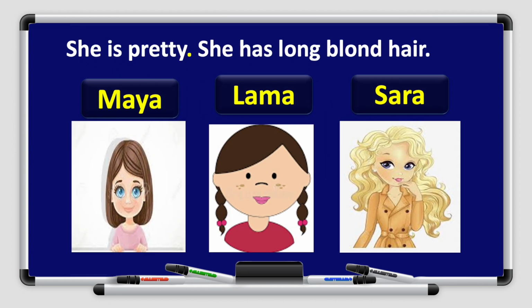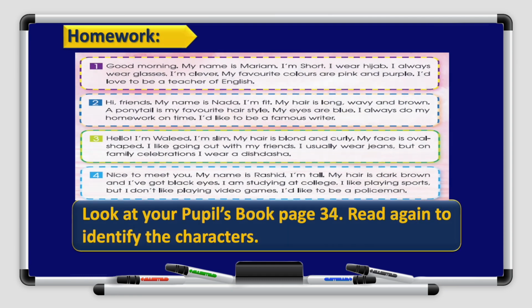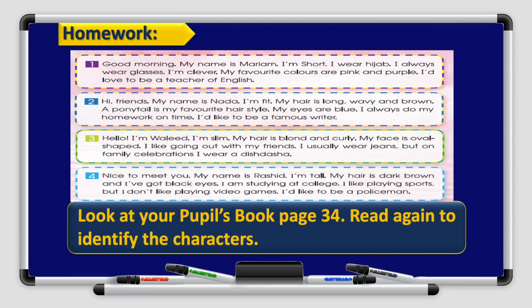Now let's look at number 3. She is pretty. She has long blonde hair. That's right. The answer is Sarah. Great job, boys and girls. All right, boys and girls, we are done with the grammar. Now let's go to your homework.